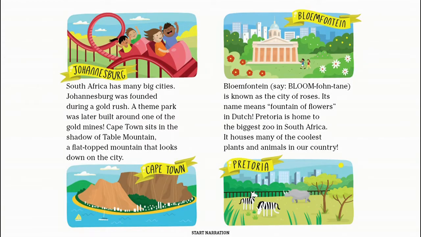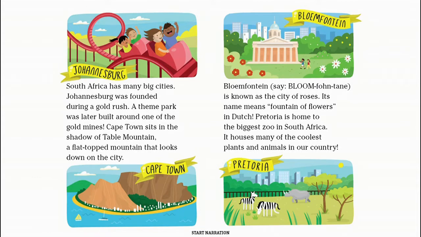There's a picture of Johannesburg. South Africa has lots of big cities. Johannesburg was founded during a gold rush where there was lots of gold in the country. A theme park was later built around one of the gold mines.